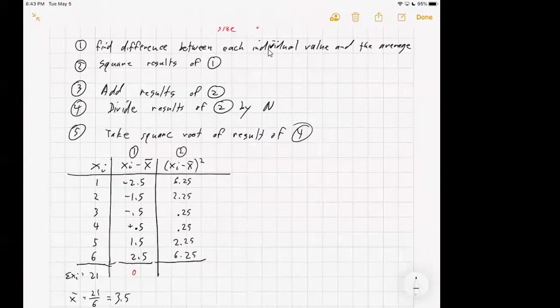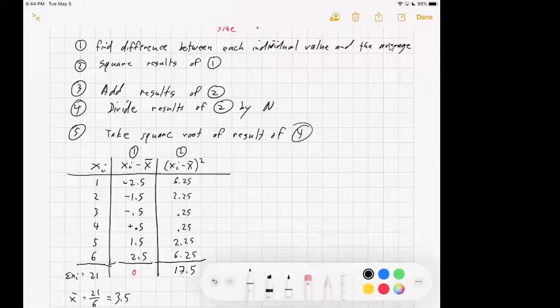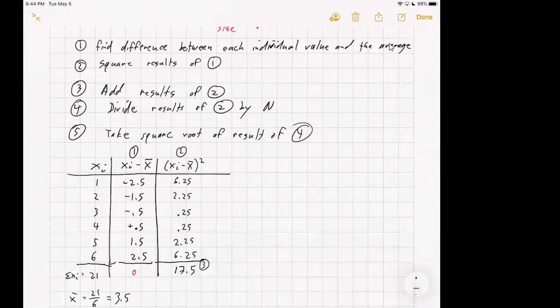We've squared all of the results. Step 3 says to add them up. Let me just pause the video quickly and add them. When I add those up, I get 17.5 as a result. That was step 3. I'll put a 3 in a circle there. We've completed step 3. Now we need to divide this result by n.